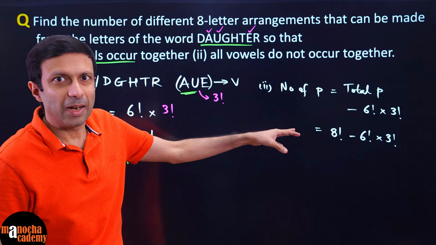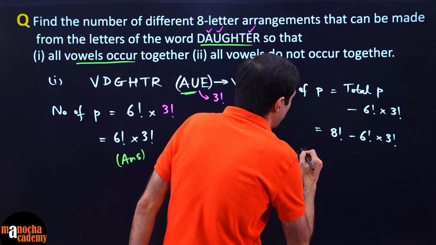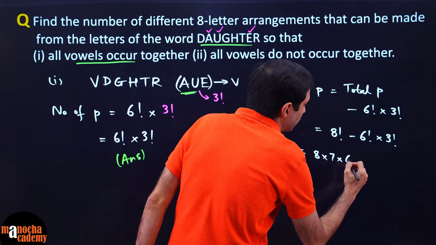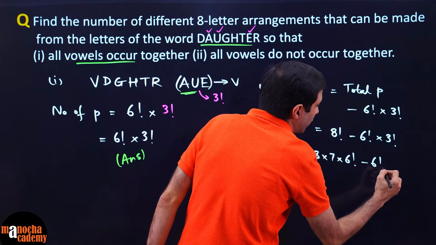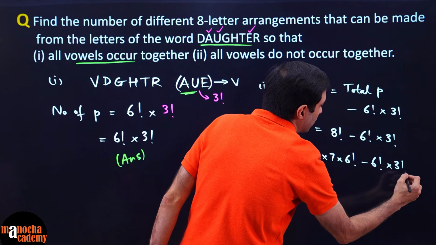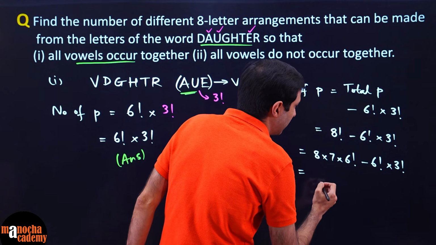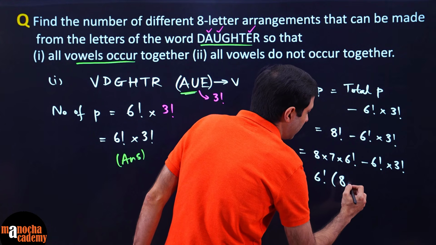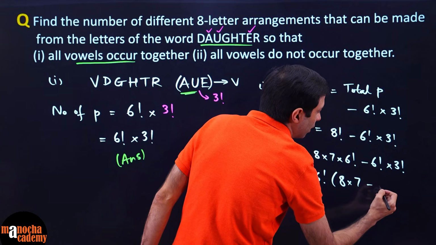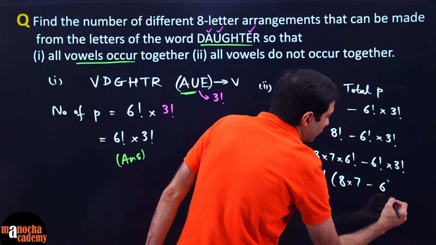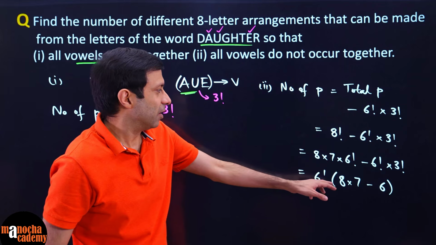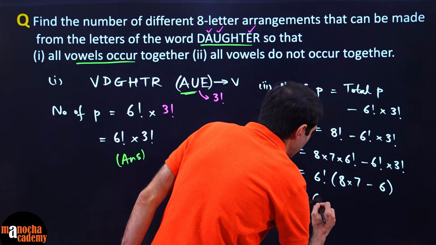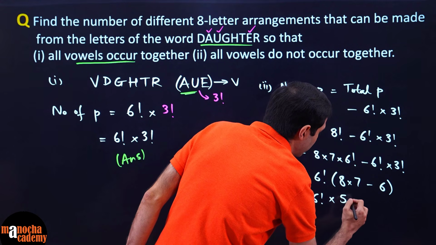Now again you have a big number here, but you can simplify it. So if you write 8 factorial as 8 times 7 times 6 factorial, minus 6 factorial times 3 factorial. So see, I can take this 6 factorial out in common. So I'll have left 8 times 7 minus 3 factorial, which is 3 times 2 times 1, which is 6. Now 8 times 7 is 56. So 56 minus 6 is 50. So we are left with 6 factorial times 50.